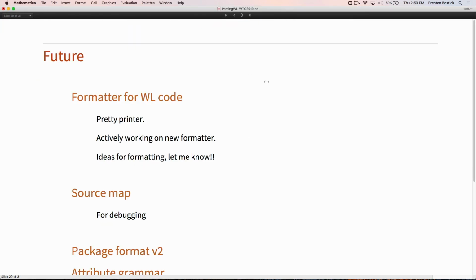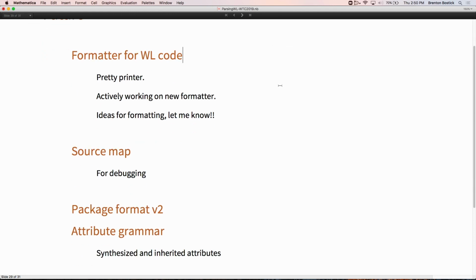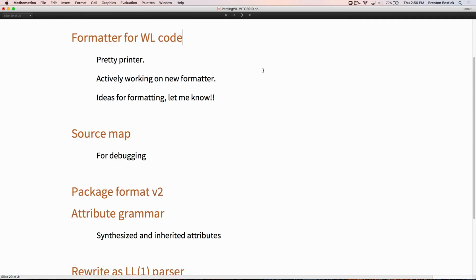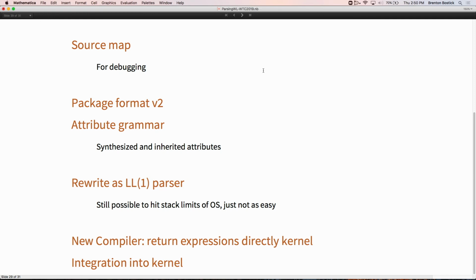Okay, so the immediate goals for the future are a formatter for Wolfram Language code, pretty printer type things that people might have been asking about this morning. We're actively working on a new formatter. If you have any ideas for how you'd like your code formatted, let me know. And then other ideas: source maps, and the new package format supporting that would be very nice.